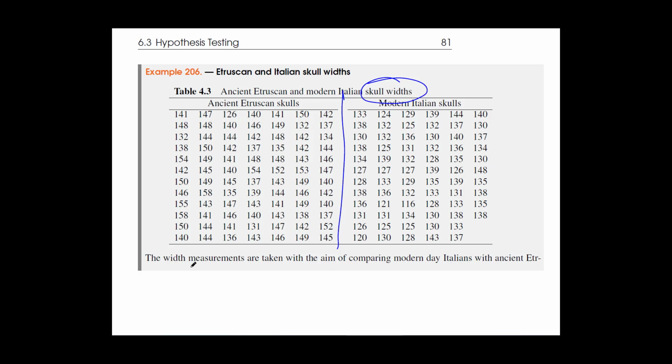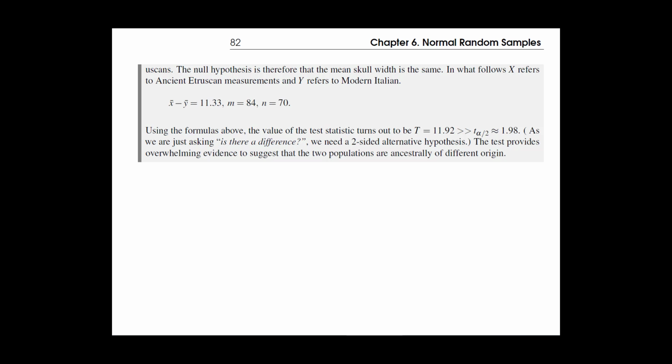So let's see what the question is. Yeah, so they're asking just is there a difference? So you don't care whether the modern ones are larger than the others or not. So we're going to use a two-sided test. Very good. All right, so this is the data we have for this one. So the difference in x bar minus y bar, these are the sample sizes of each.